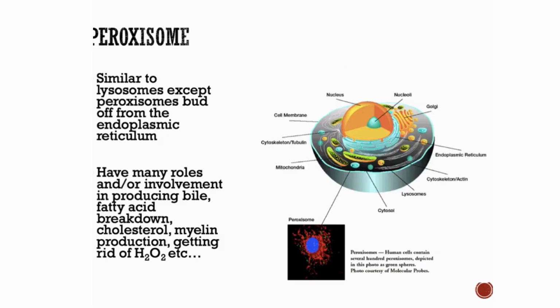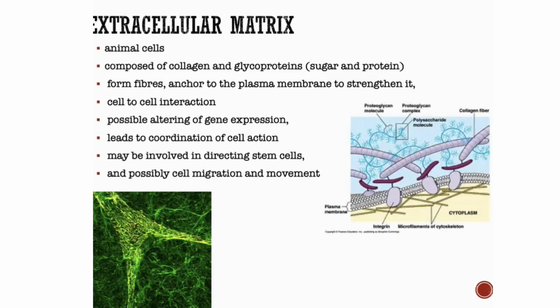Peroxisomes are similar to lysosomes, except peroxisomes bud from the endoplasmic reticulum, not from the Golgi. They have many roles, involved in producing bile, fatty acids, breakdown of cholesterol, myelin production, and getting rid of peroxide, etc.